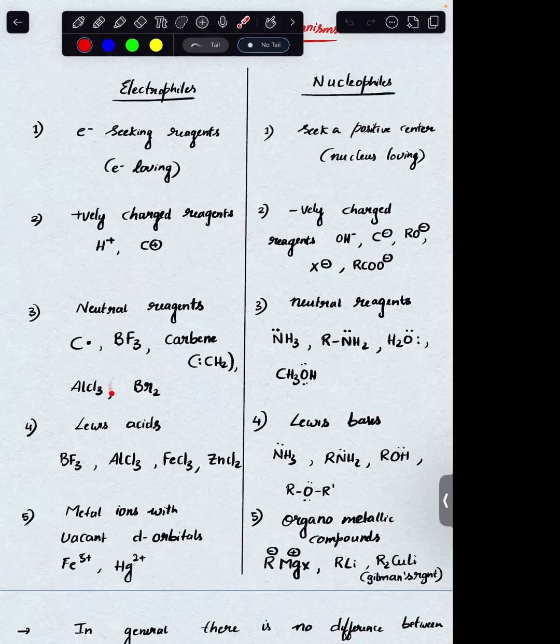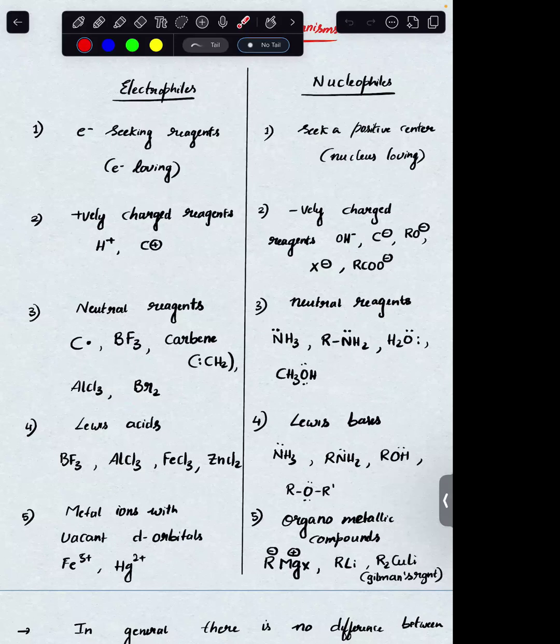Even Br2 can act as an electrophile because it has vacant orbitals. Okay, bromine has vacant orbitals. So into those vacant orbitals, the electrons can be donated. Once some electrons are getting donated into the vacant orbitals of bromine, then Br2 will break as Br positive and Br negative. Okay. But the reason for this acting like an electrophile is due to the availability of vacant orbitals inside the bromine.